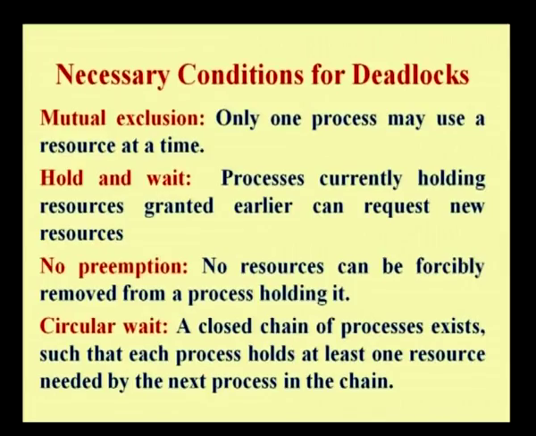So, how do you avoid it? What are the conditions for a deadlock to happen? That also we saw in the last session. There were 4 conditions that were discussed. One was mutual exclusion. The second condition was hold and wait. The third necessary condition was no preemption. The fourth condition was circular wait.